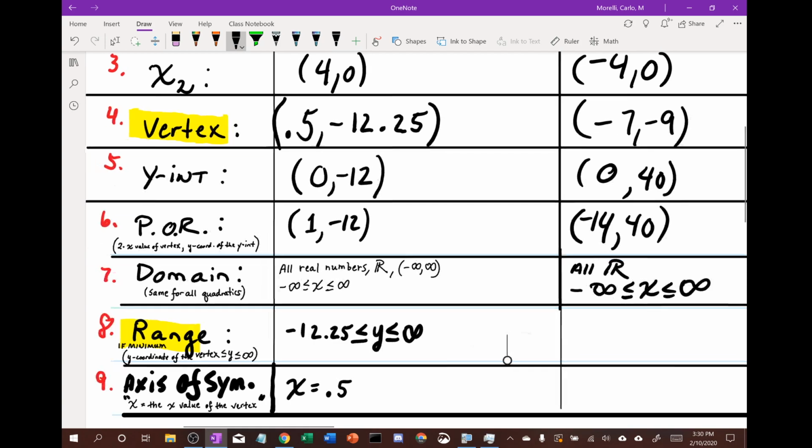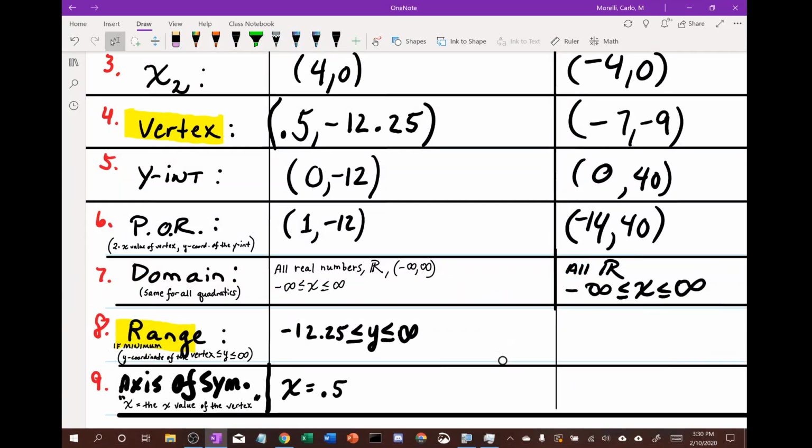Excellent. Now the range. This has a minimum, so we can use our rule. That would be the y-coordinate of the vertex. What is that? So it's negative 9 less than or equal to y. And then finally, the axis of symmetry is the x value of the vertex.